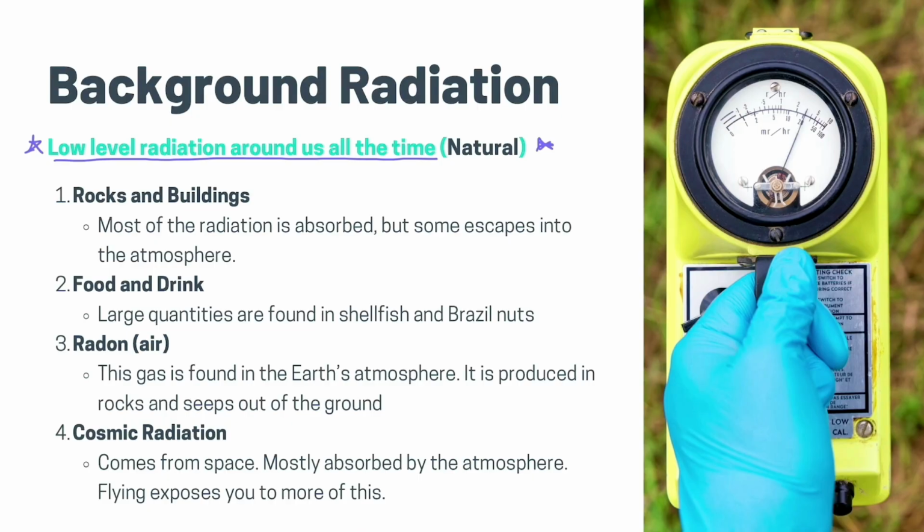Depending on where you live depends on how much radon is in your air. And finally, another source of natural background radiation is cosmic radiation. It comes from space. What the atmosphere does, amongst many other things, is absorb much of this cosmic radiation. But if you go above the atmosphere, or closer to the top of the atmosphere by flying in an airplane, you get exposed to more of this background radiation.